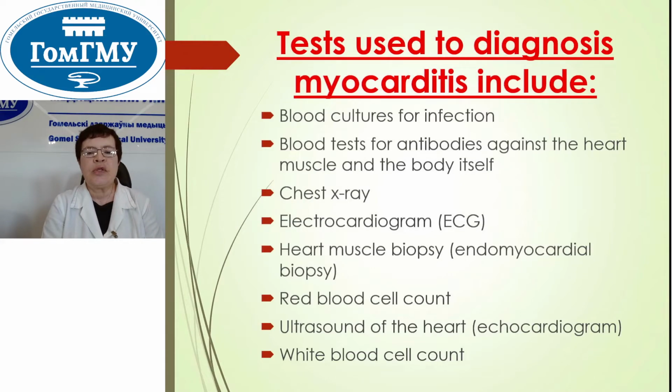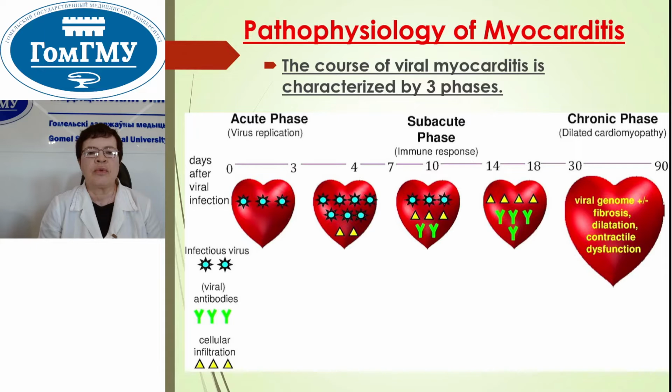Tests used to diagnose myocarditis include blood cultures for infection, blood tests for antibodies against the heart muscle and the body itself. Also chest X-ray, electrocardiogram, heart muscle biopsy, so-called endomyocardial biopsy, red blood cell count, ultrasound of the heart, echocardiogram, white blood cell count.